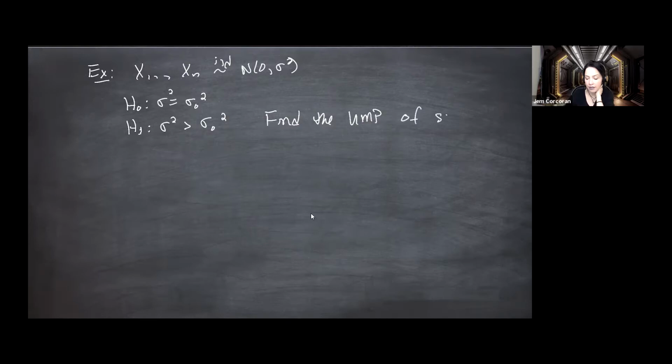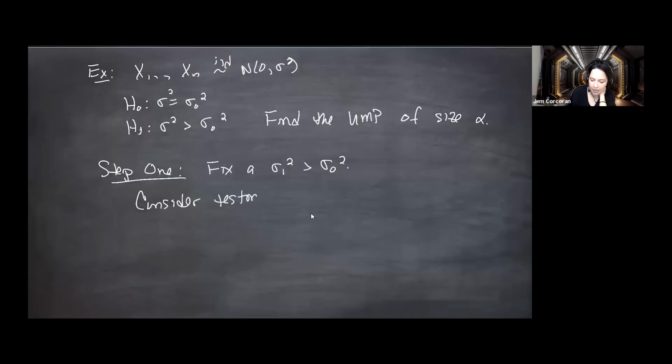I don't know if you want to see this. Let me start it and then ask. Step 1 is to fix a sigma 1 squared that is greater than sigma naught squared, and consider testing sigma squared equal to sigma naught squared versus sigma squared equal to sigma 1 squared.